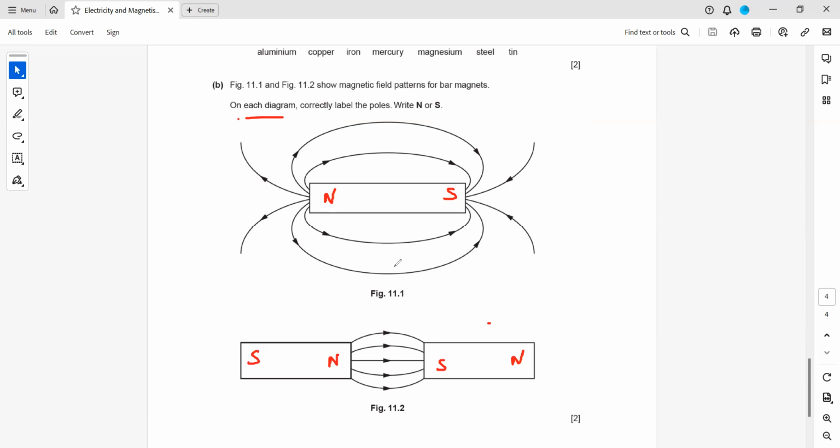So there is always a dipole. Some students, when they send this answer, just write north and south. That's why I put wrong here. Why? Because a magnet always exists as a dipole.